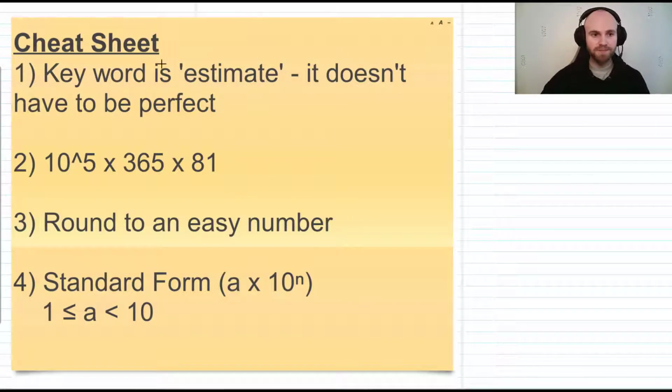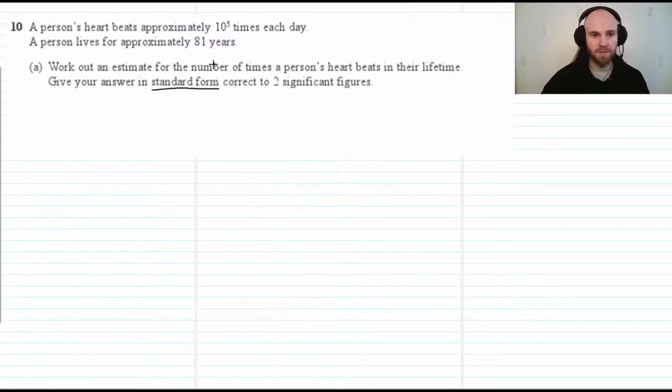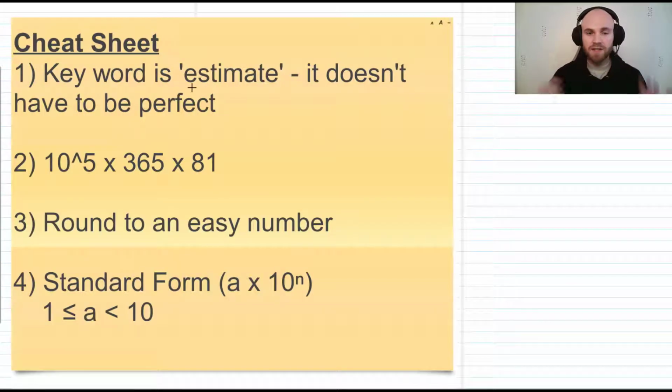So if we go to the cheat sheet, the keyword here is estimate. I'm just going to underline that again. So we have estimate. So it doesn't need to be perfect. That's really important to note. And if we're going to try and find the number of times in a lifetime, well, it's going to be 10 to the power of 5 multiplied by the 365 days in a year, multiplied by the 81 years that we have. We're going to round that to an easy number.